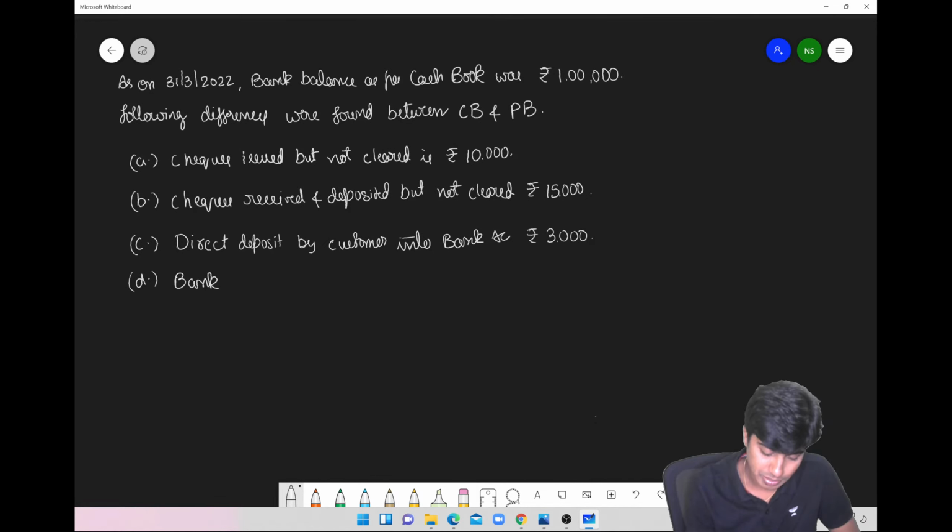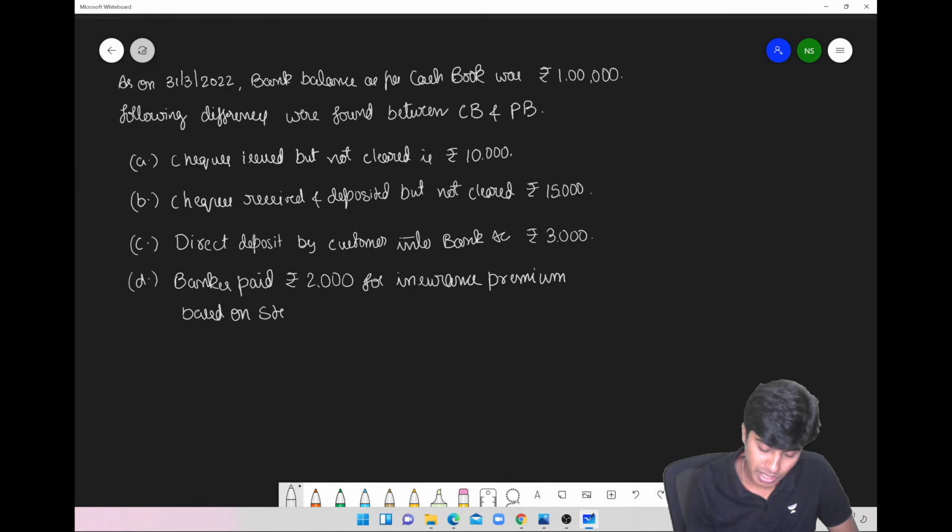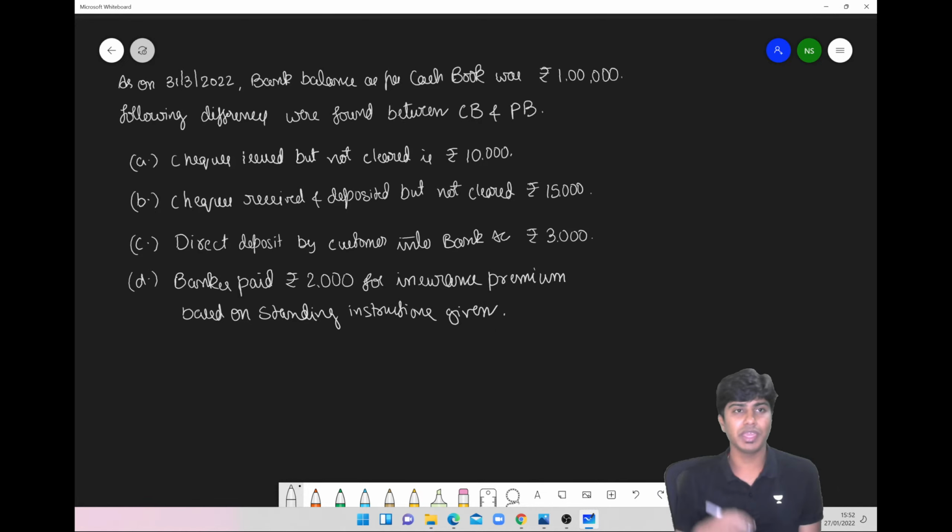Banker paid rupees 2,000 for insurance premium based on standing instructions given. We had given standing instructions to the banker, please pay my insurance bill on my behalf. And the insurance premium has been paid by the banker to the extent of 2,000 rupees.